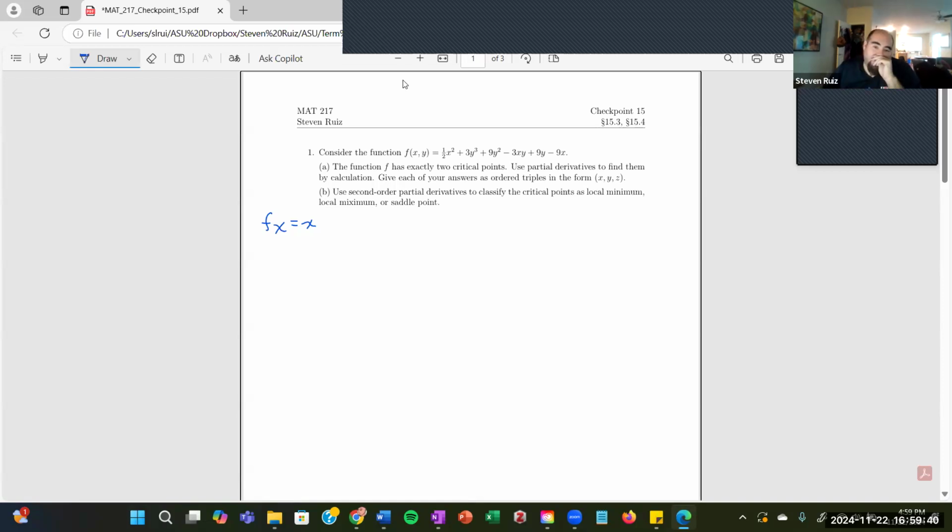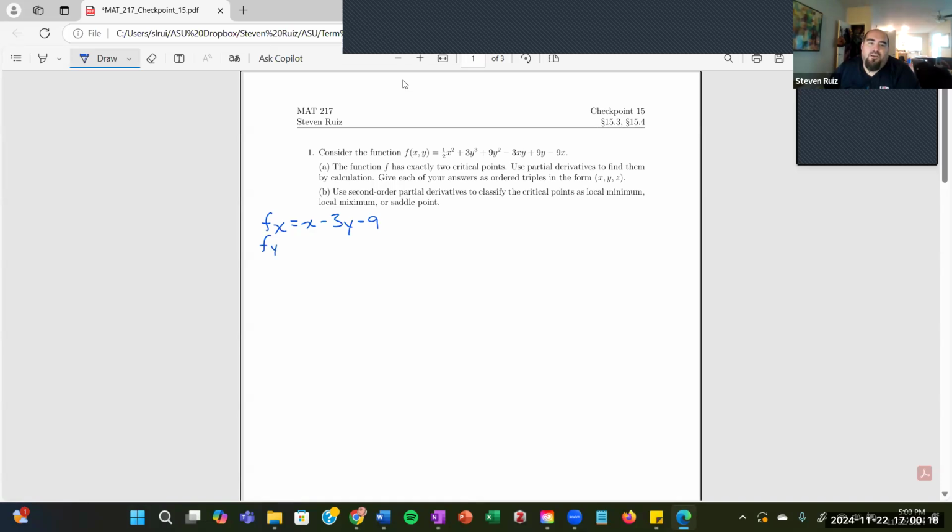This next term, negative 3xy. What's the derivative of x? Derivative of x is 1, so all that remains here is what's multiplied by it. That's negative 3y, so x minus 3y. 9y is in y only, so that vanishes. Next term is negative 9x, and that derivative is 9. So the partial derivative of f with respect to x is x minus 3y minus 9.